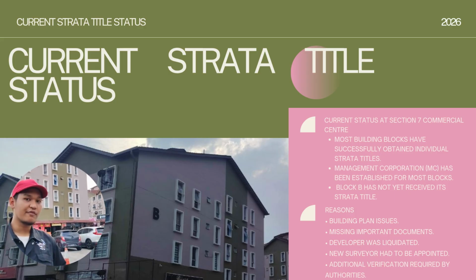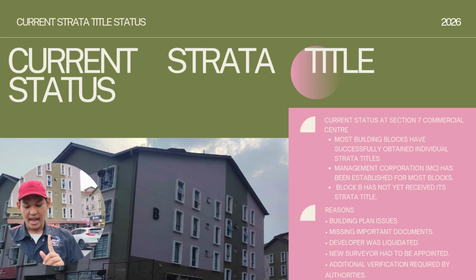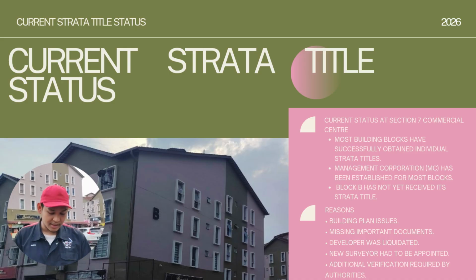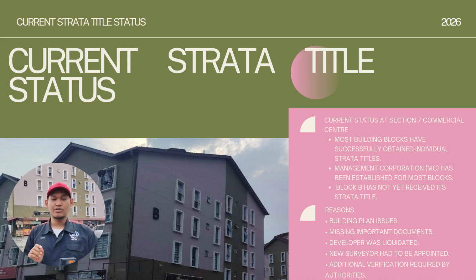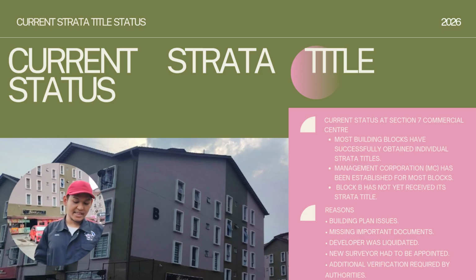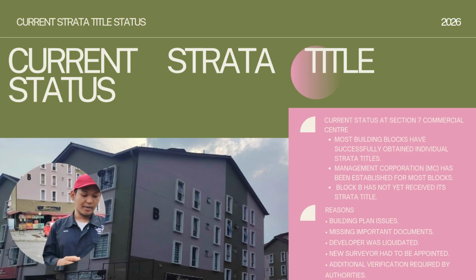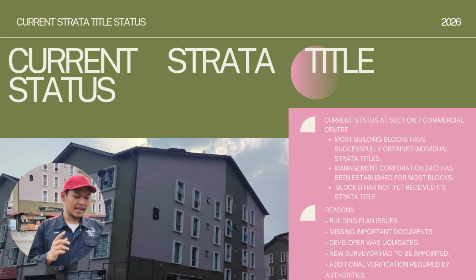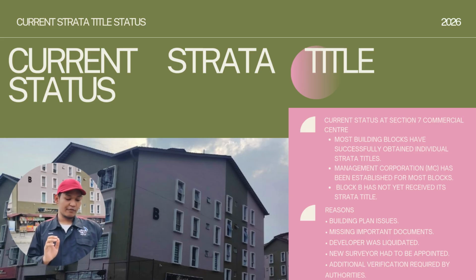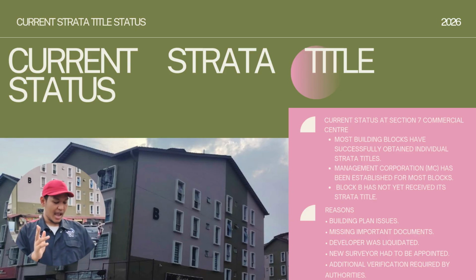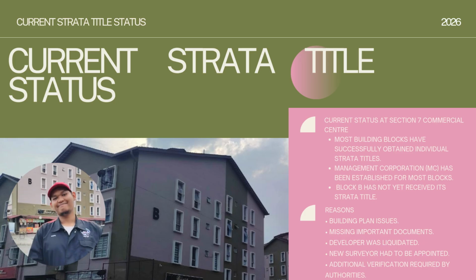Based on the information obtained from our interview, almost every block at Section 7 Commercial Center has successfully obtained individual strata titles. As a result, Management Corporations have also been established to manage those blocks. However, Block B is still facing delays in obtaining its strata title. According to the management, this delay is mainly caused by building plan issues, missing documents, and complications following the liquidation of the developer. These challenges prevented the application from being completed within the expected time frame and required additional action from the management and the appointed surveyor.